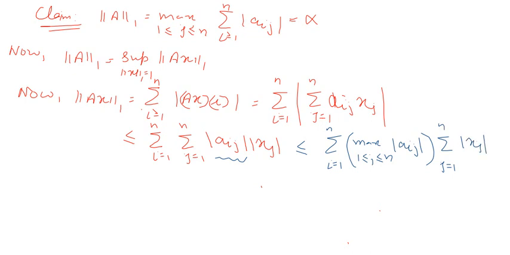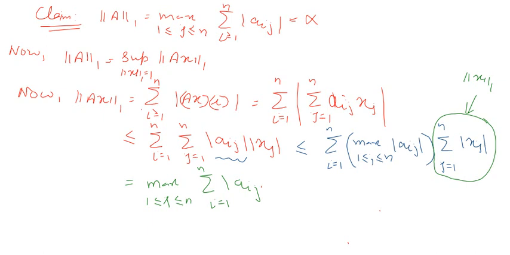Now note that this is nothing but norm x1. It's a fixed number, so that comes out. So that is equal to the maximum over 1 less than or equal to j less than or equal to n of the summation i equals 1 to n of the modulus of aij. This is a finite sum, so whether you first take the maximum and then perform the sum, or first perform the sum and then take the maximum, both are the same thing, times norm x1.